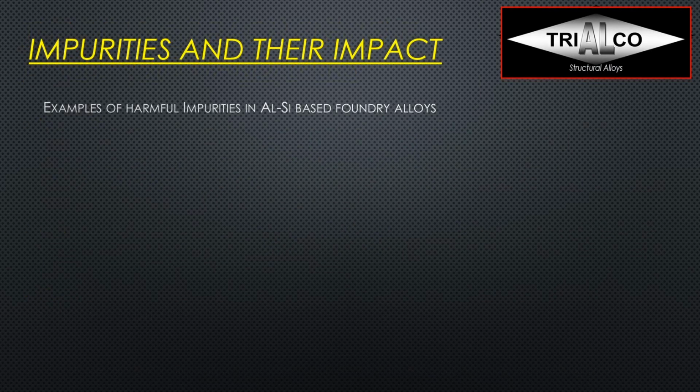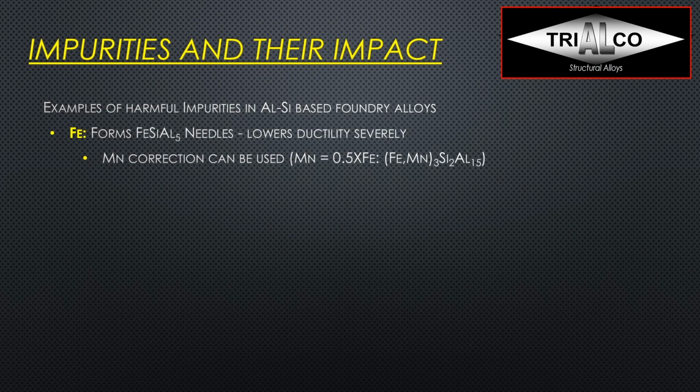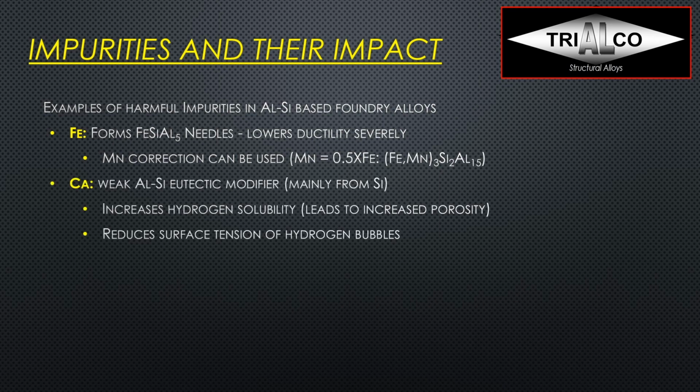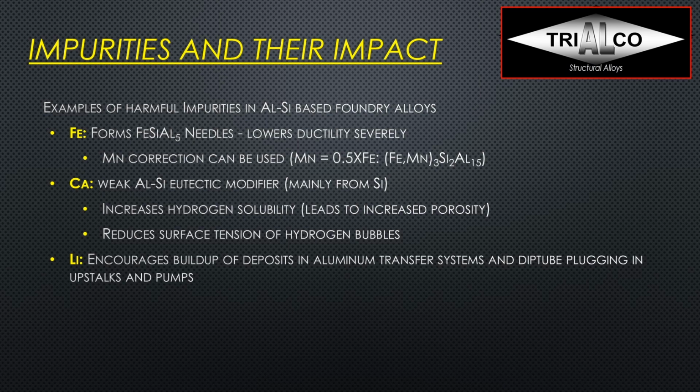Now, other impurities, of course, we talked about iron. It forms the iron needles, so we have to minimize it. And manganese can correct it at half of the iron content. Calcium is a weak eutectic modifier for aluminum silicon alloys, but it increases hydrogen solubility, so it actually leads to real increased porosity, and it reduces the surface tension of hydrogen bubbles, so it even makes them look bigger and appear bigger when you look into the casting, whether it's with X-ray or you cut them up.